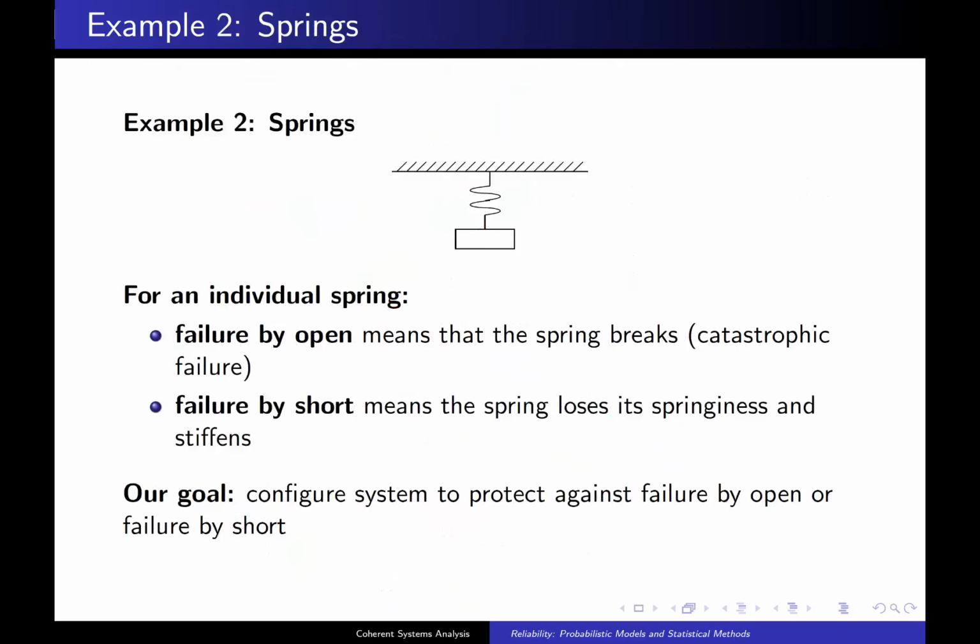The second example is a spring, and here is a depiction of a spring that is handling a weight of some type. And so for an individual spring, failure by open means that the spring breaks. In other words, it just split in half.